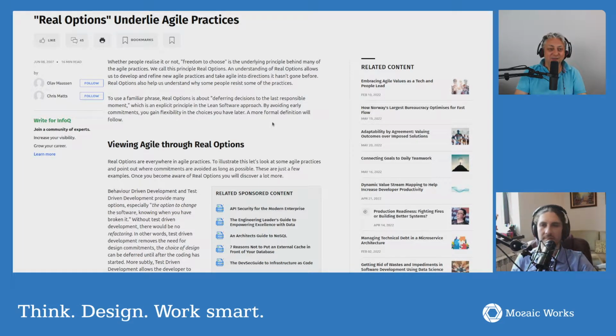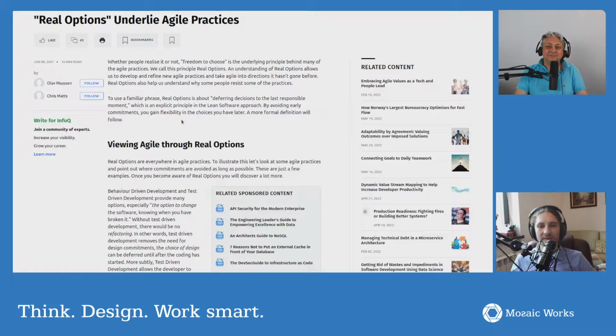But let's go back to real options. And talking about new things. Yes. This is an article written in June 2007 by Chris Matts and Olav Maassen. I know Chris Matts. I've met him. I don't know what he's doing nowadays, but I think you still know more about these people than I do. So can you introduce them a little?